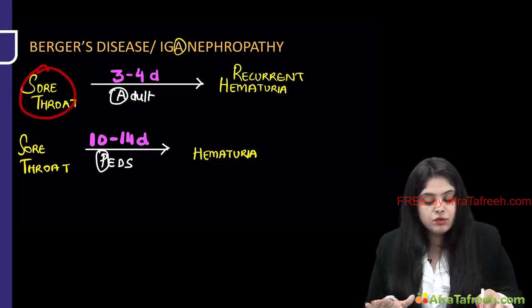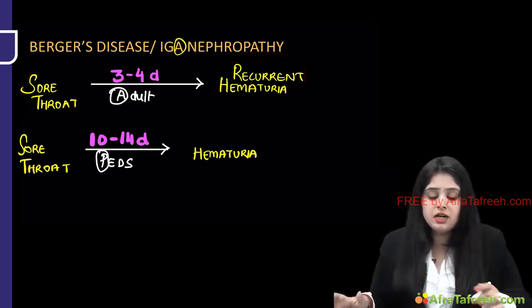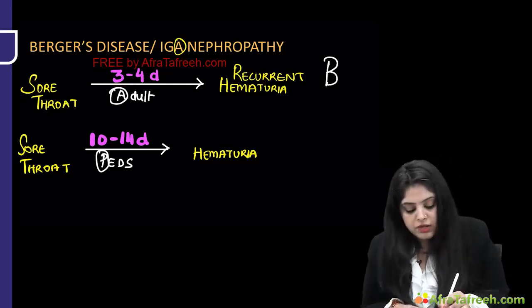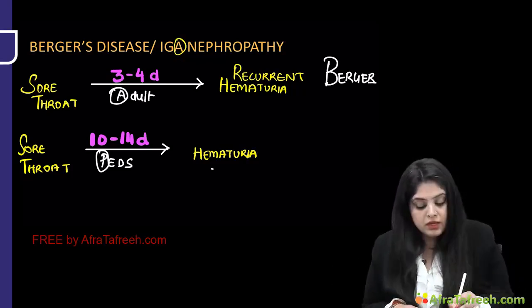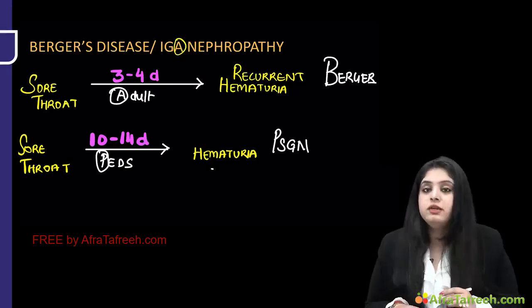They say there's a person with sore throat and 3 days later, he's got recurrent hematuria. I don't know whether he's a child or an adult. But if they've mentioned 3 days, what are you going to think of? You are going to think of Berger's disease. And the same thing, there's a child with sore throat followed by hematuria. You are going to think of PSGN. So let's do a recap.